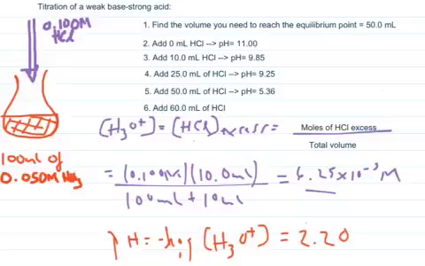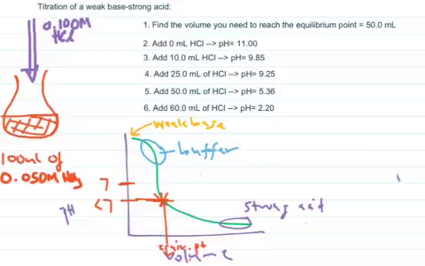Now let's take a look at a graph. So here is the titration curve. We have our weak base here, goes into a buffer zone, then we get our equivalence point, which is less than 7, and then our strong acid.